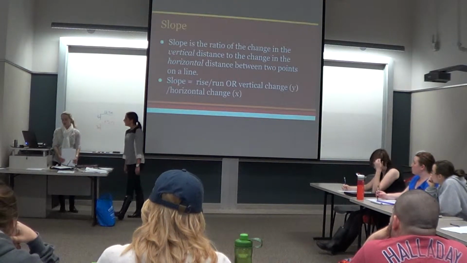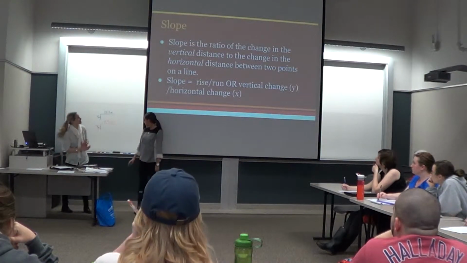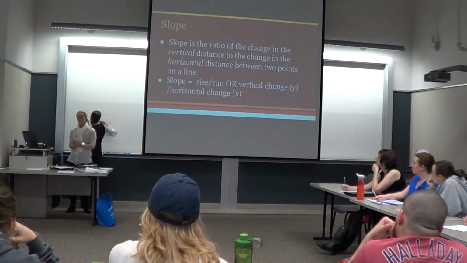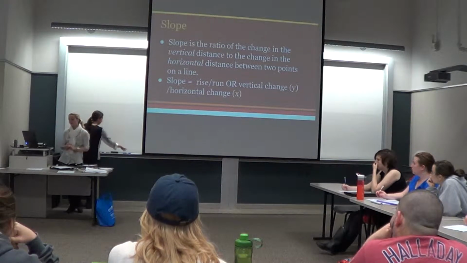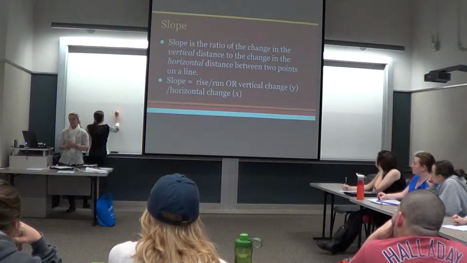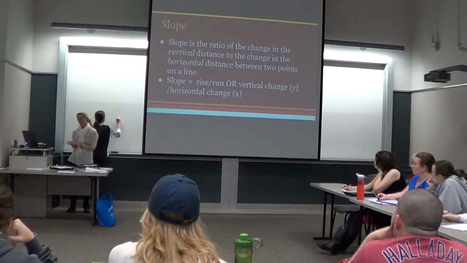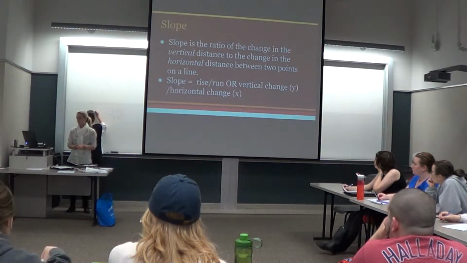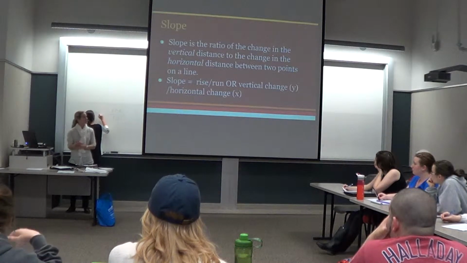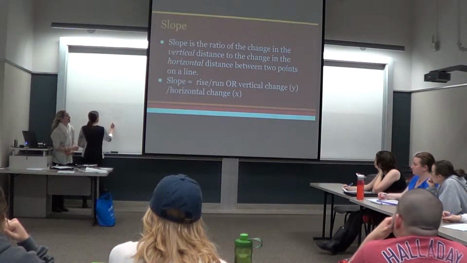Okay, so we are talking about slope today, so that's where the rise over run stair activity came in. Just to review, probably for mostly everyone, slope is the ratio of change in the vertical distance to the change in the horizontal distance between 2 points on the line. That can also be known as rise over run, or the vertical change y over the horizontal change in x. Tori's just writing that on the board right now.